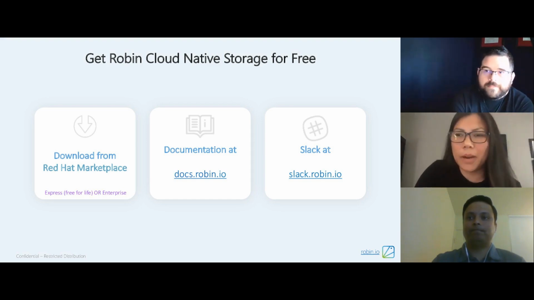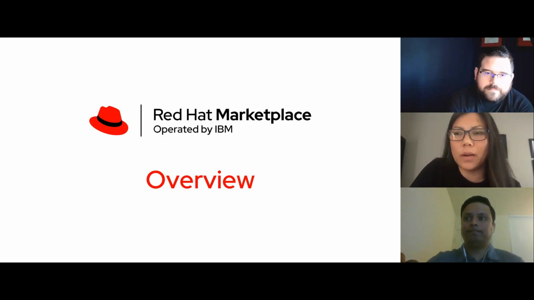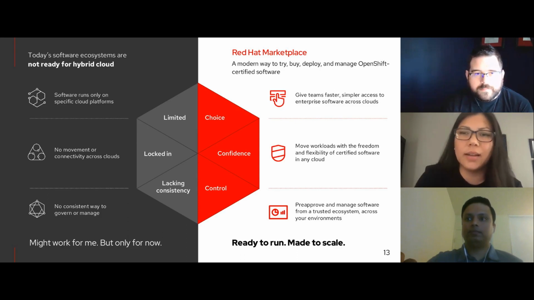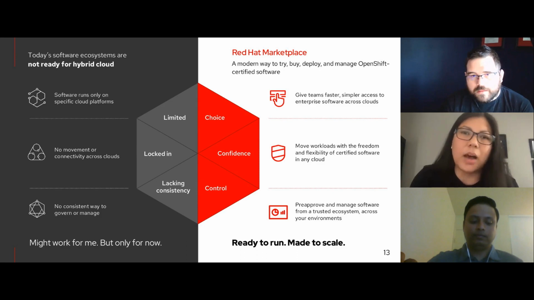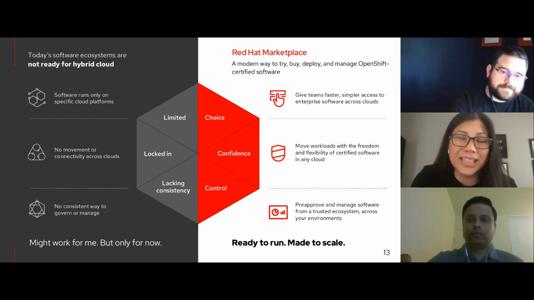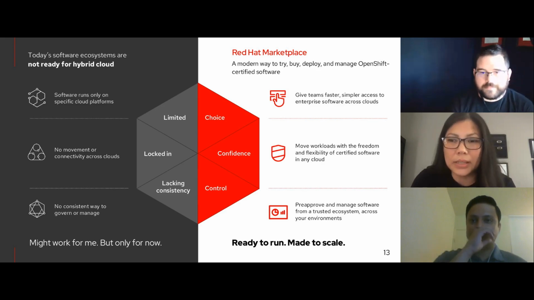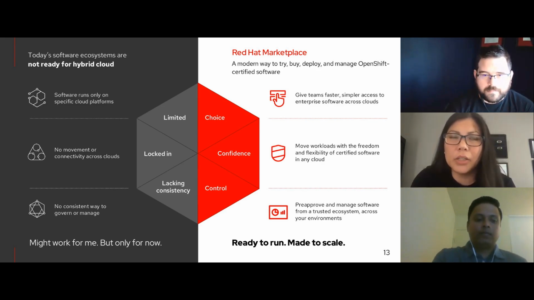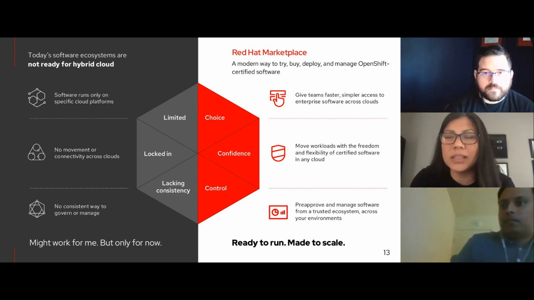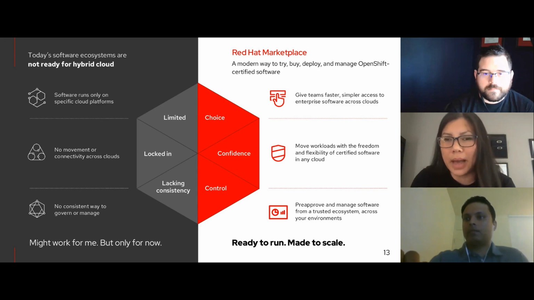I'm going to move forward and give an overview of what the Red Hat Marketplace is, cover some of our key features. So I'll get right started into that. Today, a lot of our software ecosystems are not ready for the cloud, right? You can only run on specific clouds, specific versions. It's not easy to migrate applications, as Ankar mentioned. There's not a lot of movement. It's hard to move from AWS to Azure, and there's not really a way to consistently manage that across the multiple clouds that we have.